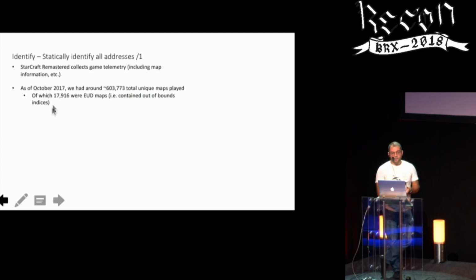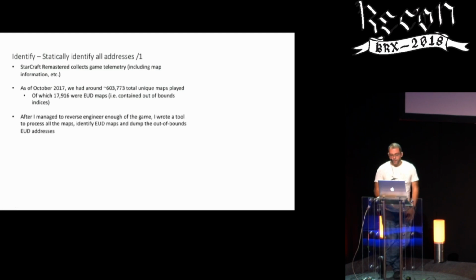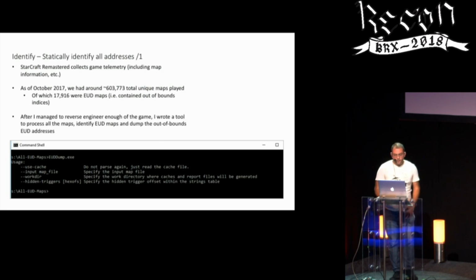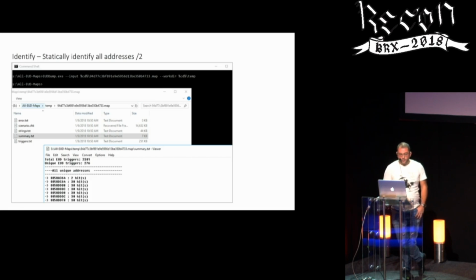I ended up with 18,000 maps that I processed, extracting unique addresses and building a table. Here, for example, is a snapshot of the tool's output saying that for this particular map, we're accessing 2,300 addresses, of which 276 were unique. So I was dealing with lots of addresses, and the amount of variables the game needed was overwhelming.